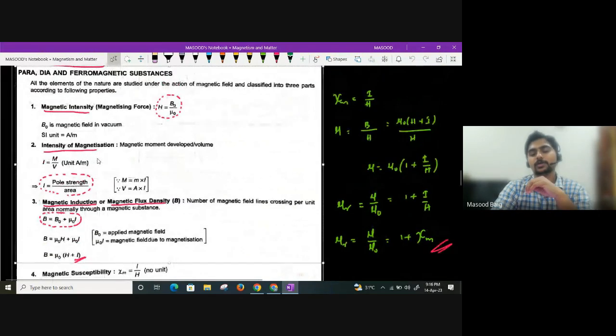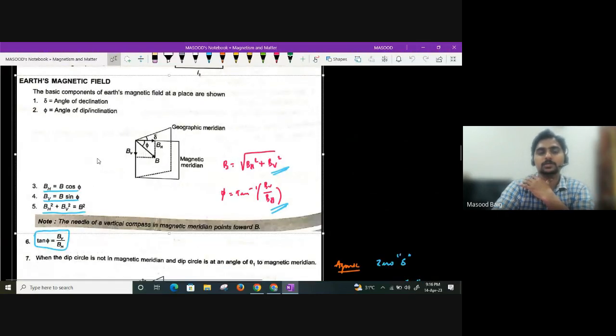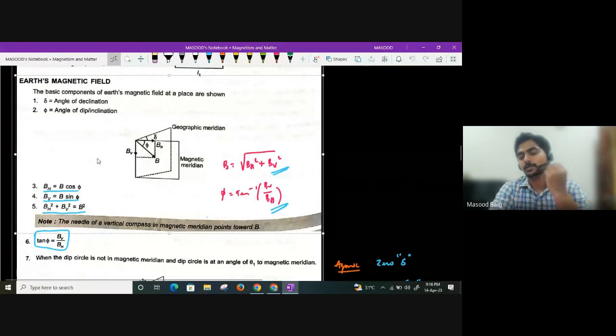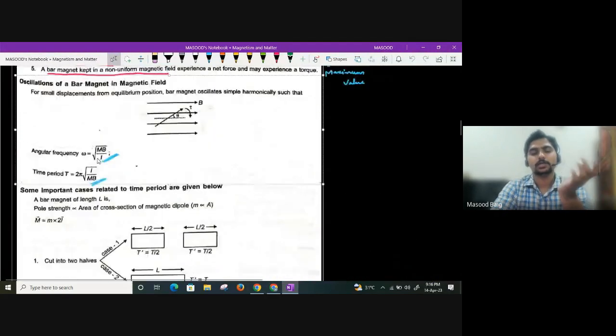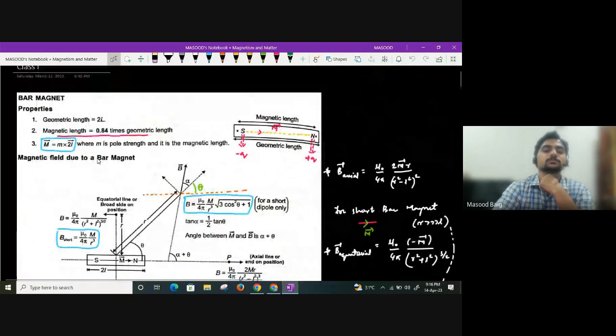We have seen different properties, and we have seen Earth's magnetism. What is the relation between apparent dips as well as true dips? What are the elements of Earth's magnetic field? And basic cases of bar magnet we have discussed. Is that clear, all of you? Yes or no?